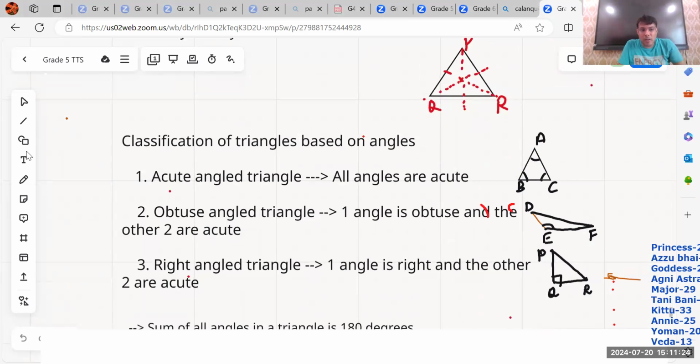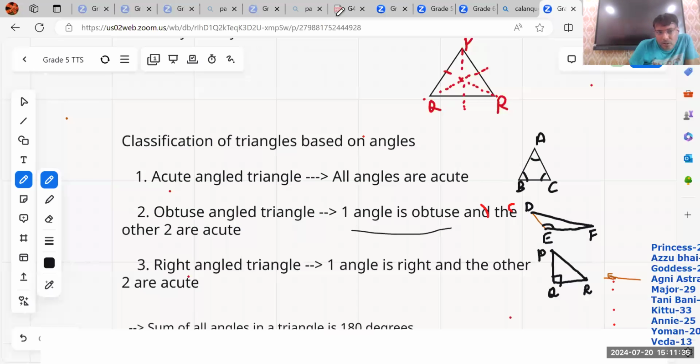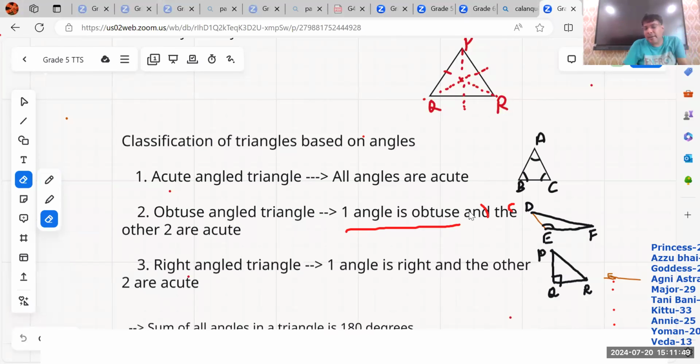So acute, all angles are acute. Obtuse, so in obtuse angle triangle, one angle is obtuse and the rest are acute. Only one is obtuse and the rest are acute. And in right, only one is right and the rest are acute. So why is only one angle right and one angle obtuse? Can anyone tell me the reason?